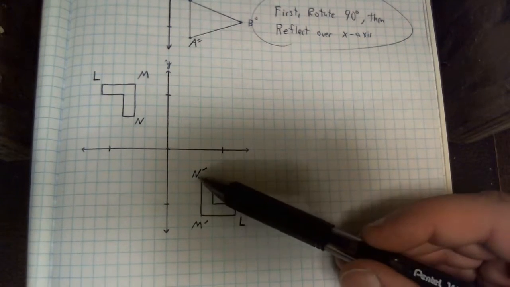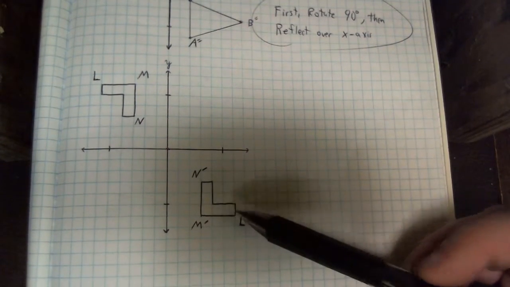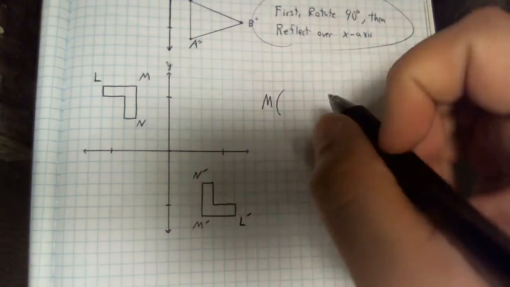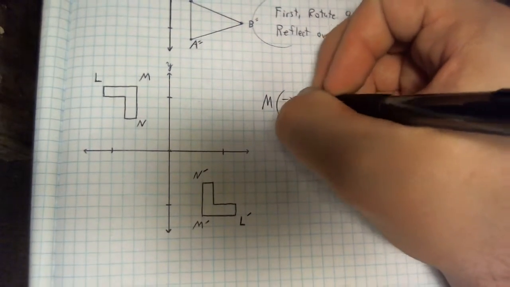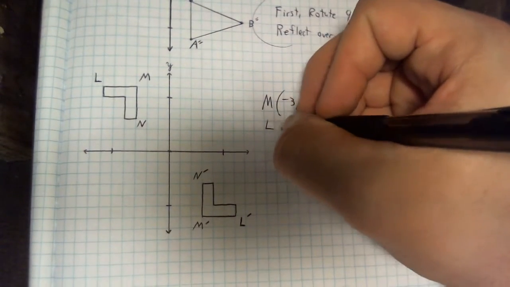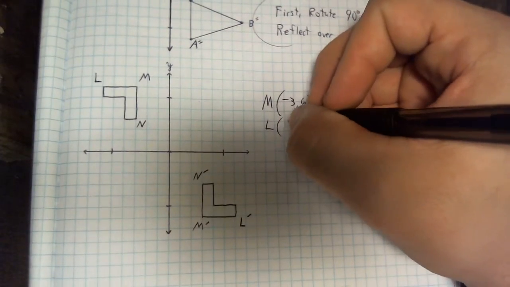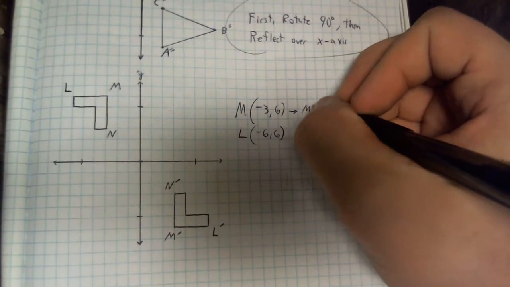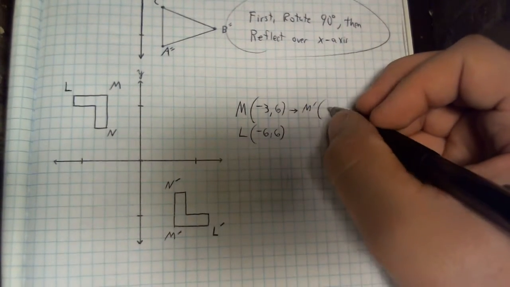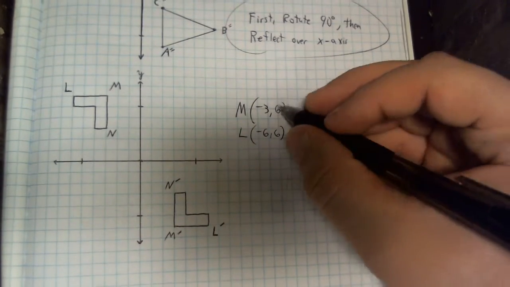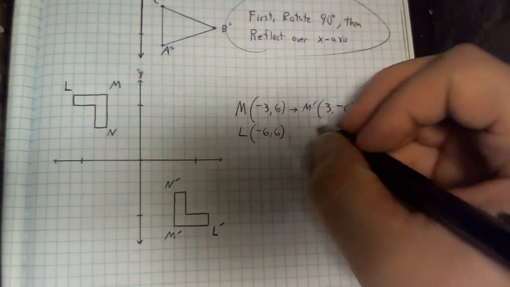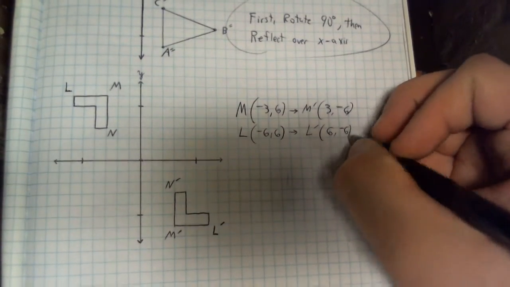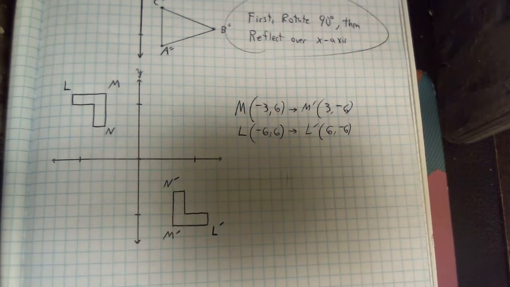So I'm going to test M's coordinate and L's coordinate, and if I get those right, most likely N will fall into place. So real quick, M, we notice, is at -3, 6, and L, we notice, is at -6, +6. And if we use a 180-degree rotation, that tells us switch the signs on x and y. So -3 becomes positive, +6 becomes negative. For L prime, we end up with 6, -6. So let's just check. Do they land where we wanted them to?